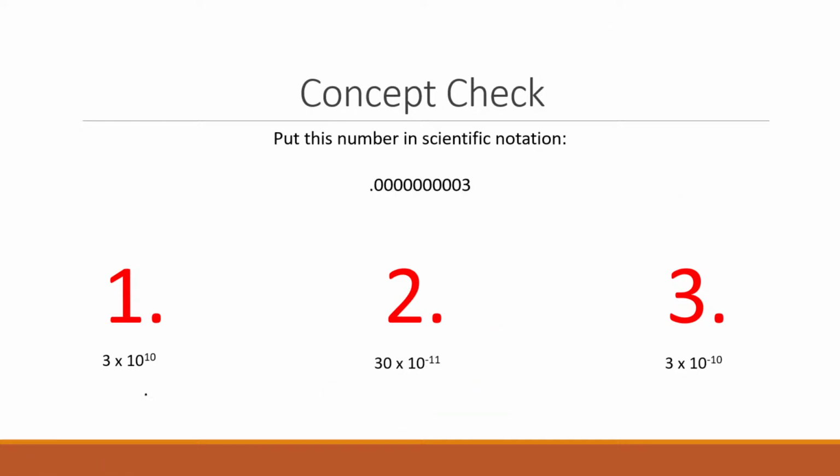What about this one? Taking this number and putting it into scientific notation. In this case, I'll tell you there are 9 zeros, so you don't have to count them out. You've got a decimal there, 9 zeros, and then the number 3. So which one is the correct scientific notation?